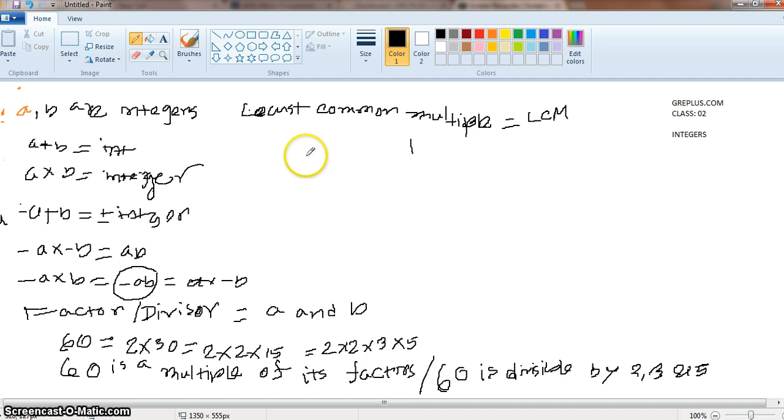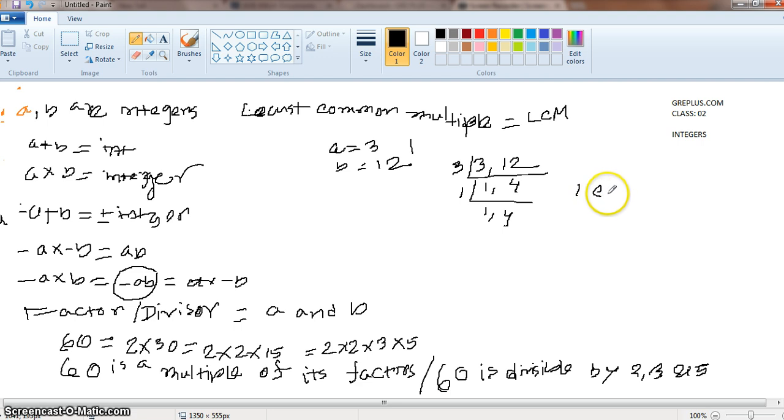We have two integers, say a equals 3 and b equals 12. So what is the LCM of 3 and 12? There is an easy way to find it out. You can divide both by 3, and 3 times 4 is 12. You always need two numbers to divide, and both of the numbers are divided by 1, so you end up with 1 and 4. So you write LCM equals 3 times 4, and you come up with an LCM of 12.